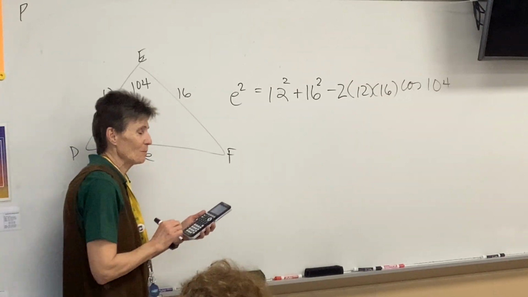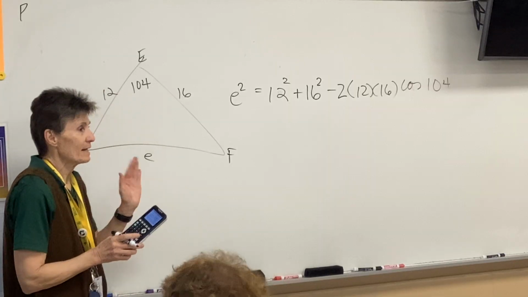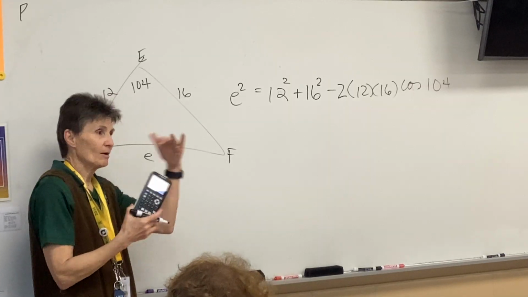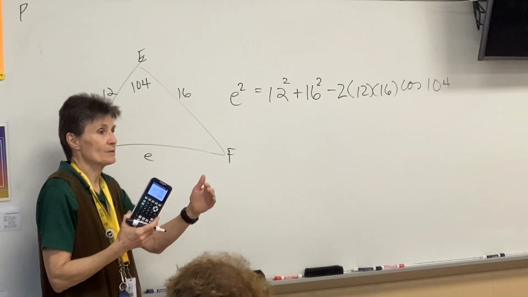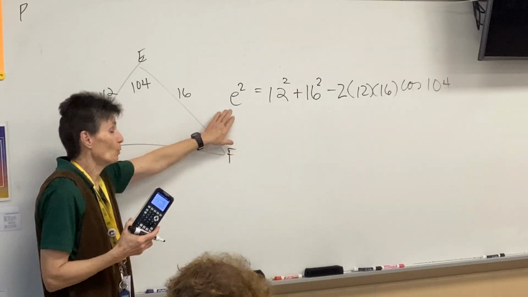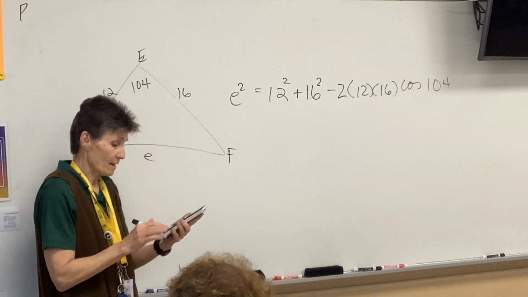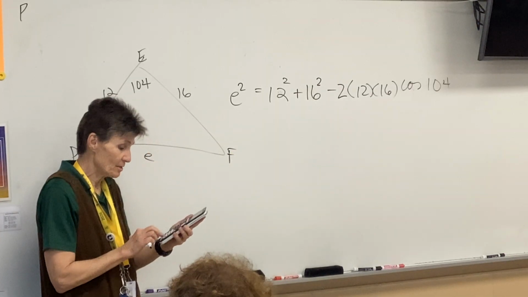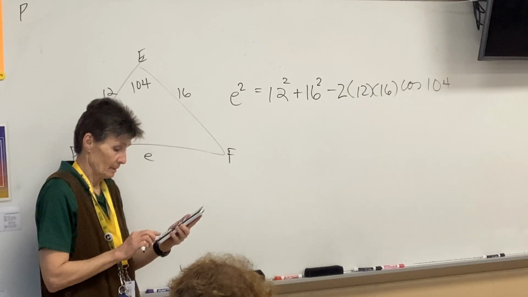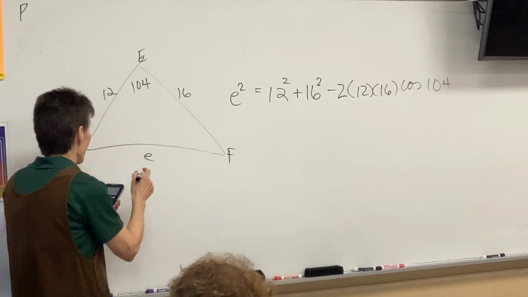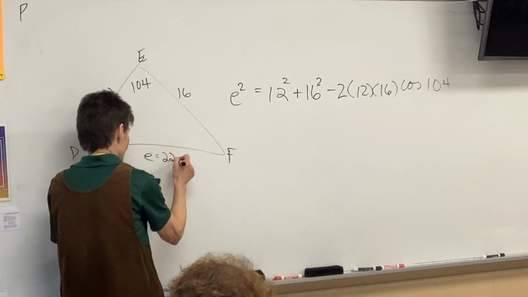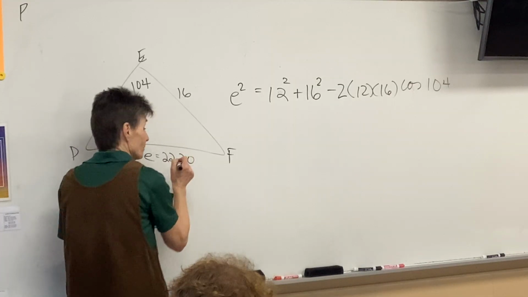And this is where the biggest mistake happens. When you get that all typed in and you get equals, you gotta remember to do what? Square root that. Not square it, you need to square root it. And I got 22.20.